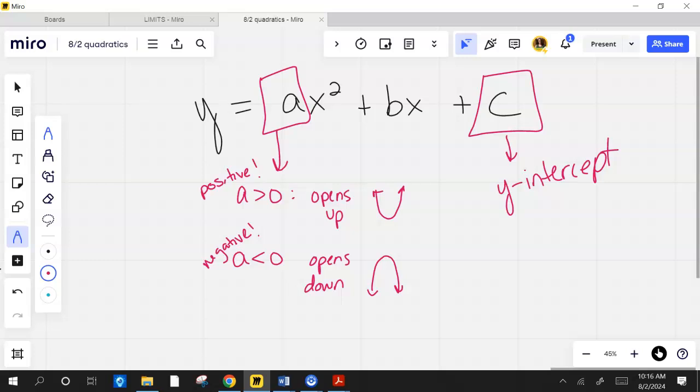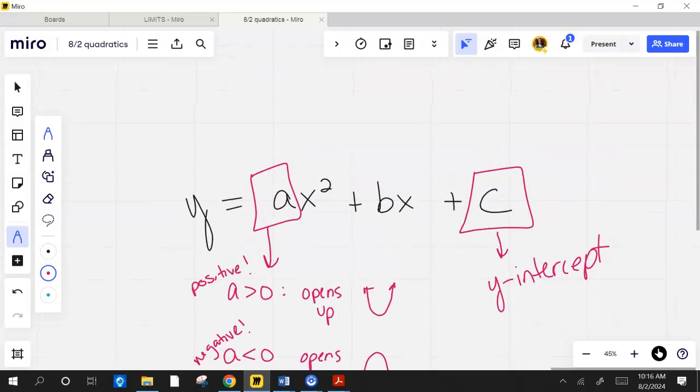All right, one more thing that A tells us. I'm going to come up here above it. Write it wherever you want to. If I do these little symbols, what does that mean? Absolute value. What does absolute value mean?